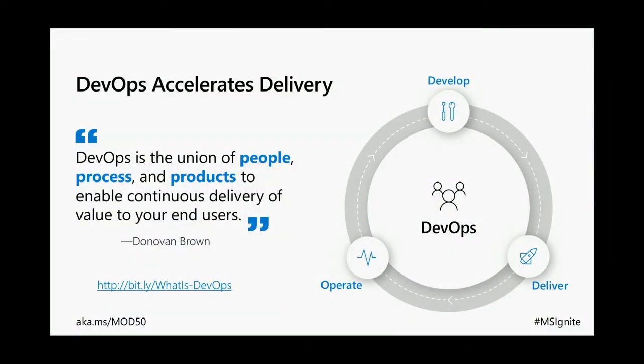So what is DevOps? This is a great quote by a colleague, Donovan Brown. DevOps is a union of people, process, and products to enable continuous delivery of value to your end users. Just keep in mind value. That's the real goal of all of this. It's a lot of work to set up a good DevOps infrastructure, and if you aren't providing value from that infrastructure, there's really no point. And the key to that is people, process, and products.